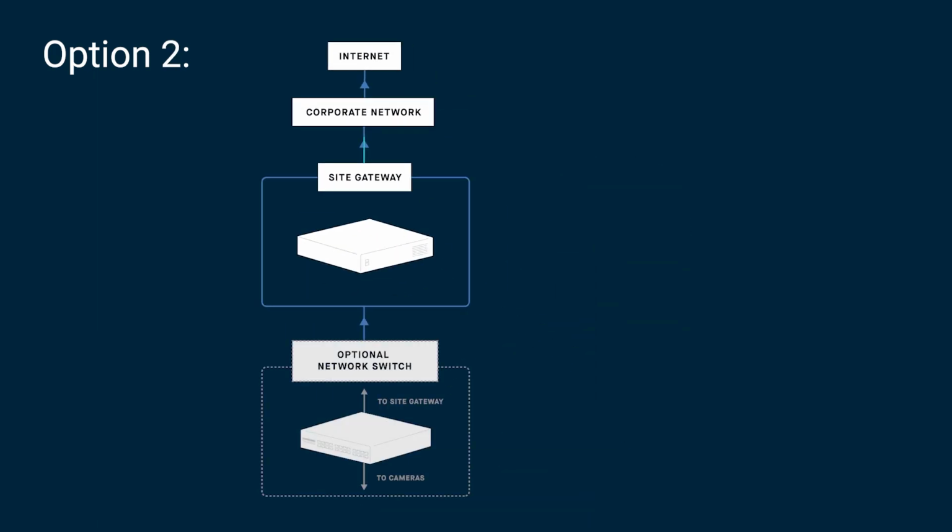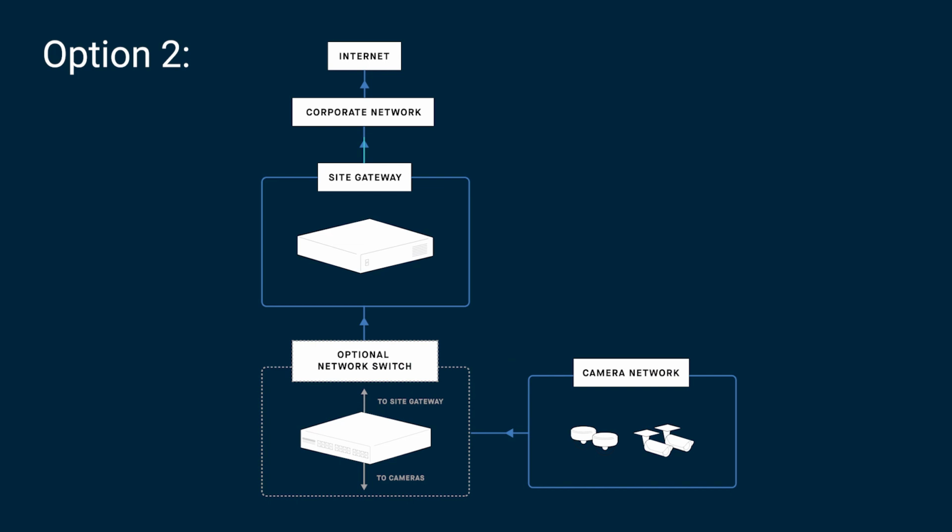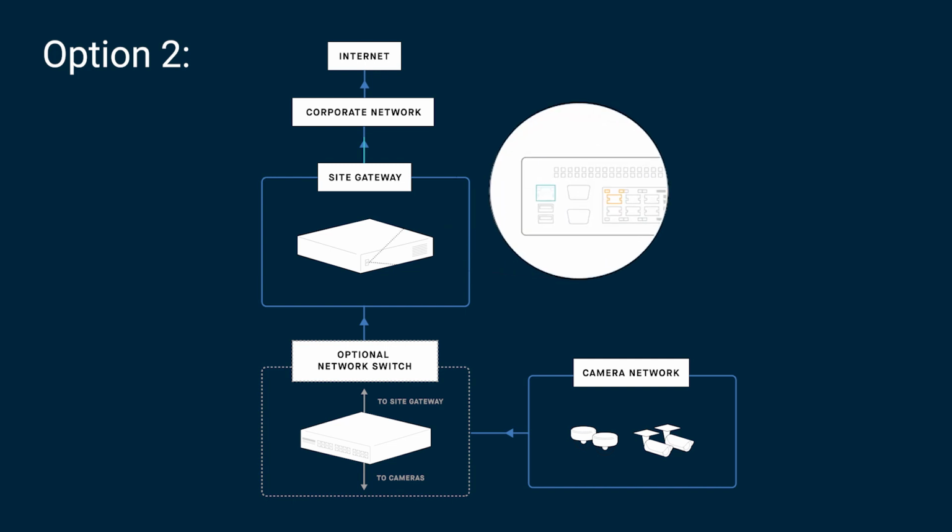Option 2. Setting up the site gateway as a DHCP server. In this setup, your gateway will act as a configurable router and DHCP server. Connect the site gateway light's standalone port to your corporate network to accept DHCP-issued IP leases. Then, connect cameras directly to the 8-port switch of the site gateway light.